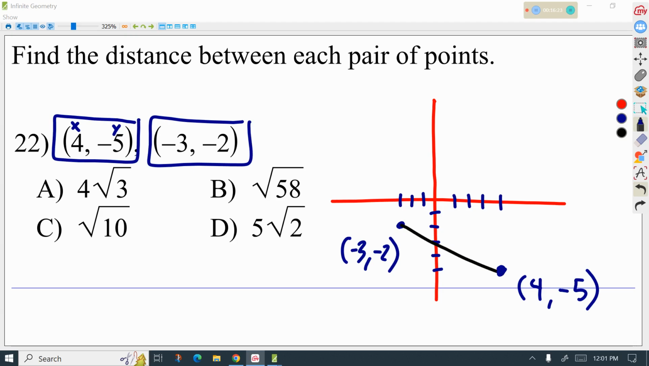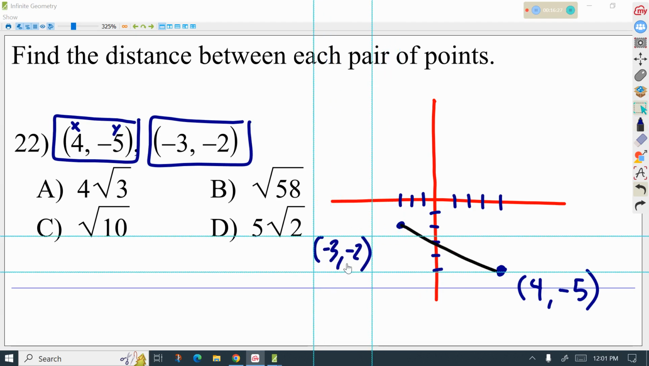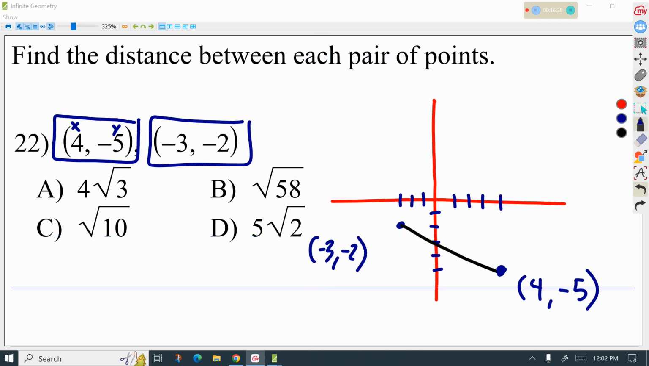The way that we find the length of this line is by using this thing called the distance formula, which basically comes from the Pythagorean theorem. So here's what we really want to do: we want to make a right triangle. To make a right triangle, I'm going to have to go straight down at a right angle, and then go straight across at a right angle to connect those two points and make a right triangle.